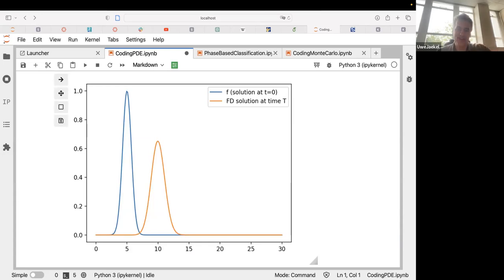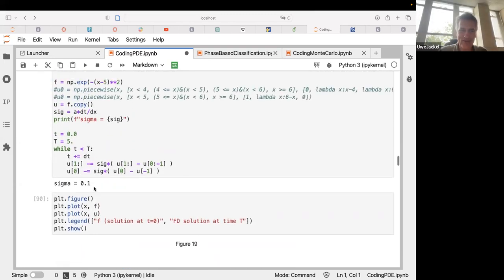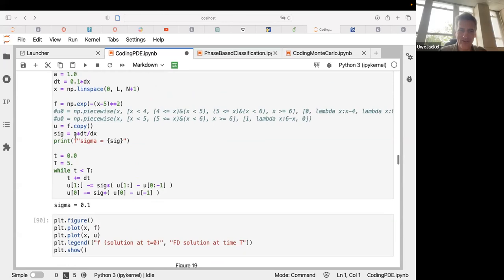Because one aspect is the same. Our peak has shifted by 5. Perfect. But the shape has been changed. And this is a phenomenon called numerical diffusion. So actually, it's good to have sigma close to 1. Making the velocity smaller times dt, the same would happen.